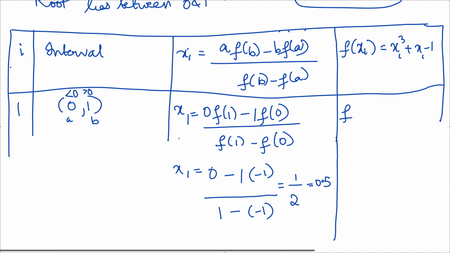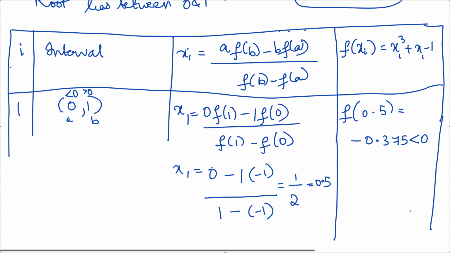Now we'll find f of 0.5. f of 0.5 is nothing but minus 0.375. Just substitute 0.5 here: 0.5 whole cube plus 0.5 minus 1. We are getting minus 0.375, which is less than 0.